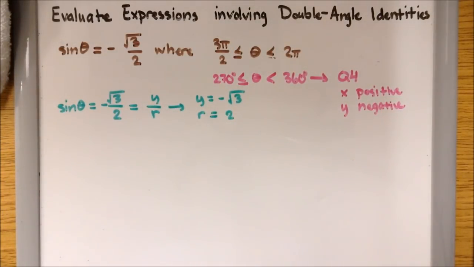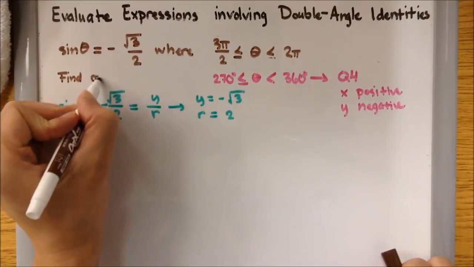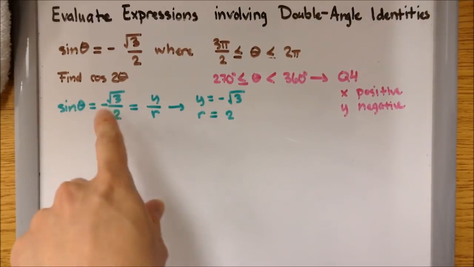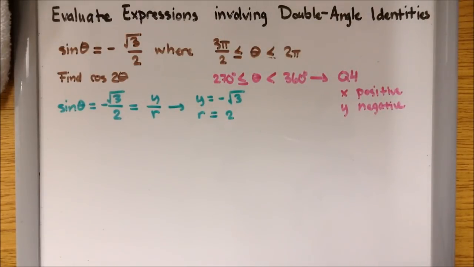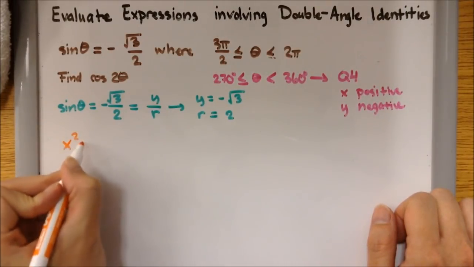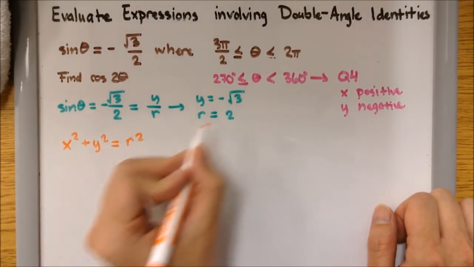So, now the question is asking you to find cosine of 2 theta. So let me write down the question. Find cosine of 2 theta. So, in order to use an identity for cosine of 2 theta, we do need to know our x. We know our y and we know our r. So, with that in mind, we're going to find the x value. So using this equation from 4.1, x squared plus y squared equal to r squared. So I'm just going to plug in y and r.